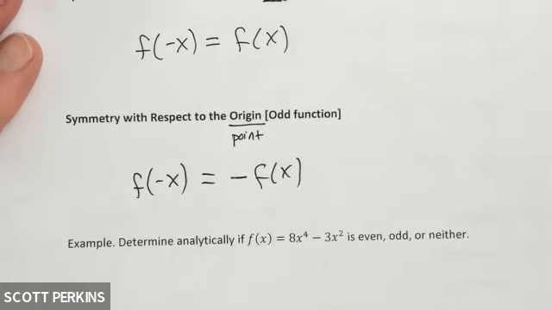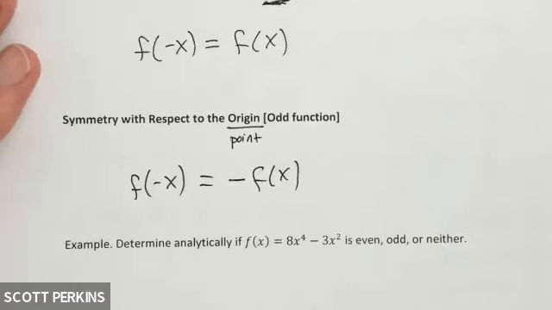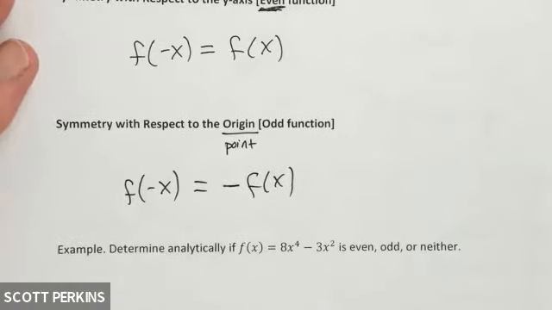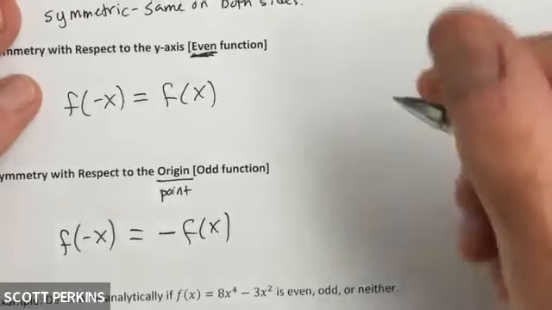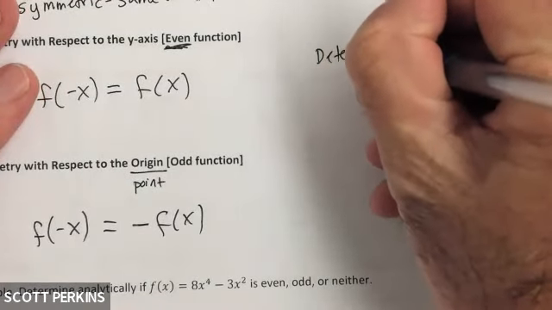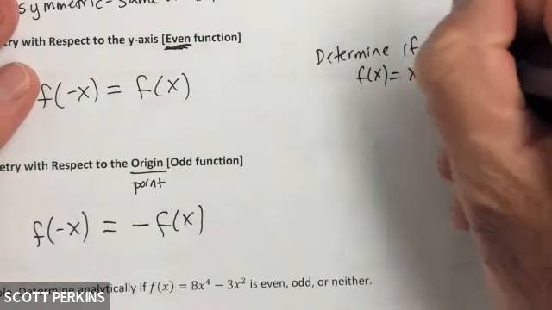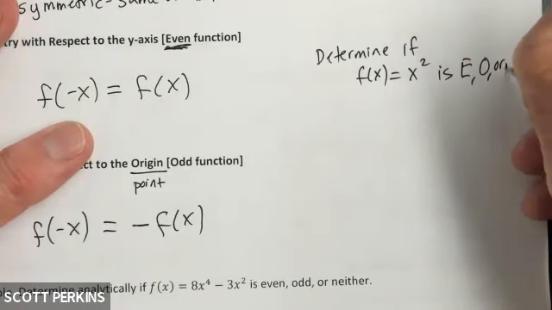So the last thing we're going to do, we'll either do 2 or 3 of these examples, just depending on what time allows. We are going to determine analytically if a function we're given is even or odd or neither. And so let me just show you real quick with a nice simple function. So I'm going to come over here onto the side, and I'm going to say we're going to determine if f of x equals x squared is even, odd, or neither.